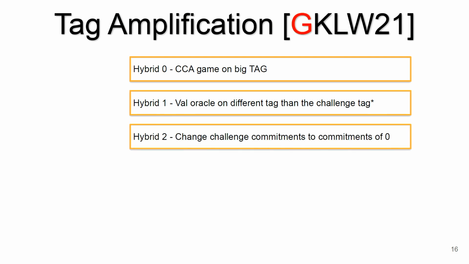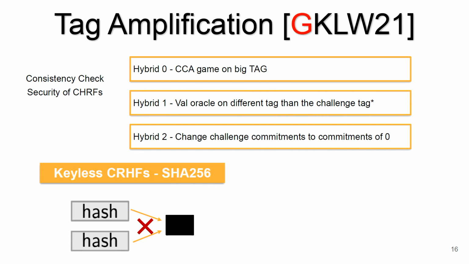And once you've set it up in such a way, you can use the security of the underlying non-malleable commitment scheme. So in our paper in 2021, we used the first hybrid change. The main security component that we used was a collision-resistant hash function. And these collision-resistant hash functions, you can imagine them as like SHA-256 or something.